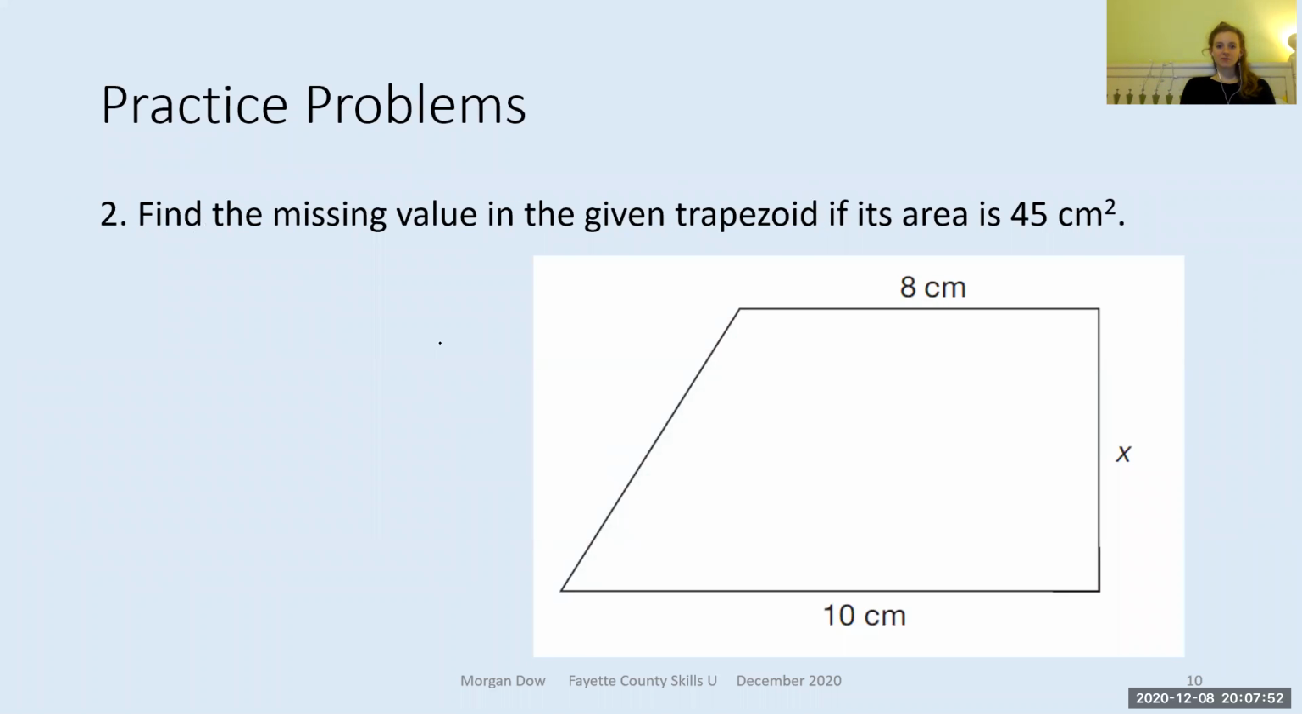All right, number 2, find the missing value in the given trapezoid if its area is 45 square centimeters. So we know this is a trapezoid and we know the area. We're told the lengths of these 2 parallel sides here, the top and the bottom, and we're missing this side labeled X. So X is actually just another name for the height of this trapezoid. Remember, earlier when we talked about area of the trapezoid, we talked about how the height connects the 2 bases.